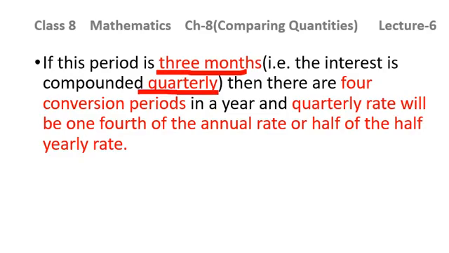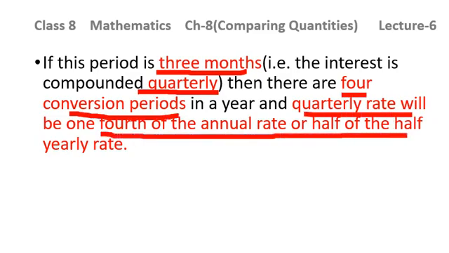You must be knowing, my dear children, that in 1 year, how many quarters are there? 4 quarters are there. So there will be 4 conversion periods in 1 year, and the quarterly rate will be 1/4 of the annual rate. It is quite obvious. If this period is 3 months, it means the interest is compounded quarterly. How many quarters are there in 1 year? 4 quarters are there. So 3 months is the period of 1 quarter.